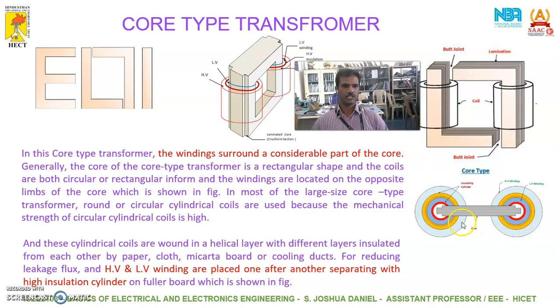As you can see, the dark blue circle here in the below diagram is the low voltage winding, and the light blue color is the high voltage winding. So what is this yellow color ring? That is the insulation, right? So both the primary and the secondary winding are placed in the same arm. Here the winding surrounds the core, so it is called a core type transformer, right?